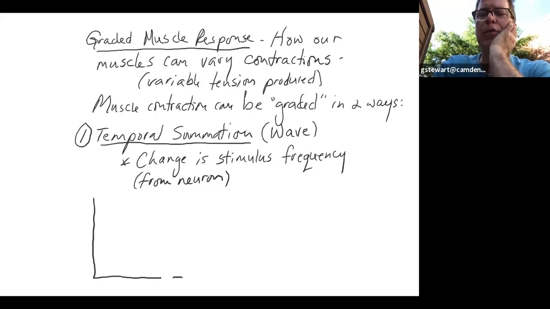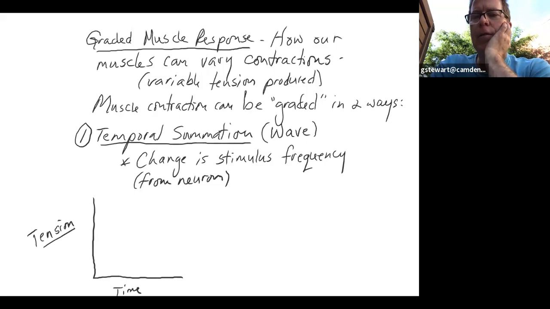If this is tension produced, when you hear the word or see the word tension, think of muscle strength. And if this is just a function of time, if we fire a neuron signal to a muscle cell very infrequently at a very slow rate, the muscle will contract and then it'll relax. It'll contract, then it'll relax.